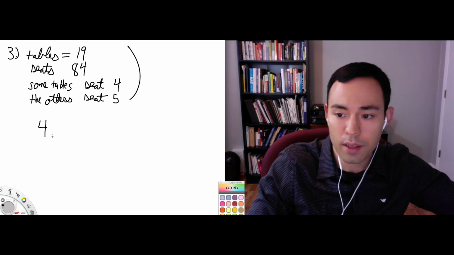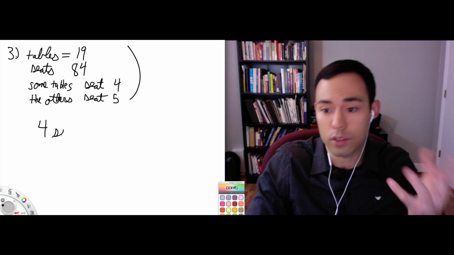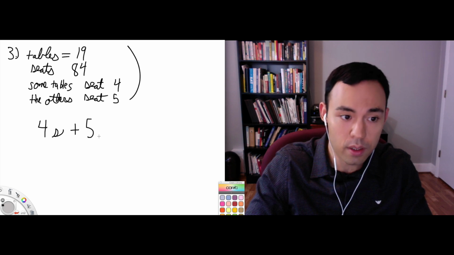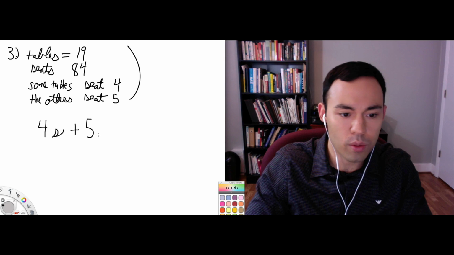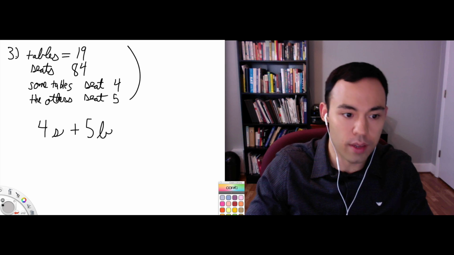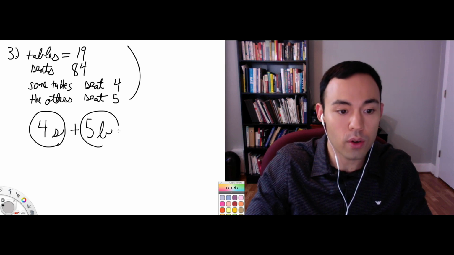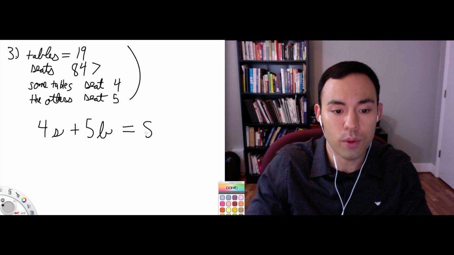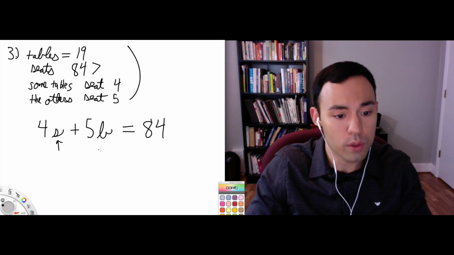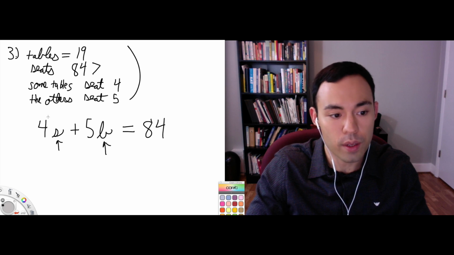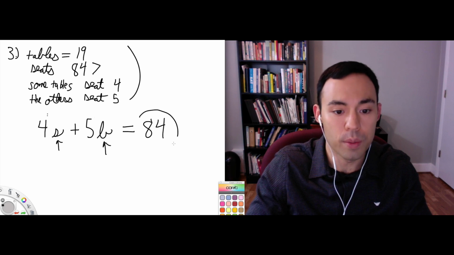I'll just give it a variable, say S. I imagine it's a small table. And then if you add on that there are other tables that seat 5 people, I'll think of them as big tables, so I'll give it the variable B. Then all of this together, if you take all the tables that seat 4 and all the tables that seat 5, it ends up adding up to what they give us right here, 84. So whatever number of small tables there are, whatever number of big tables there are, once we add them up and multiply by how many are seated at each one, this is how many people total there can be in the restaurant.